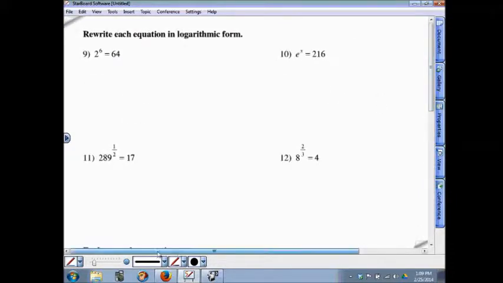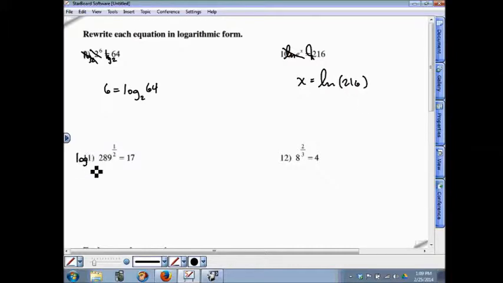They're already in exponential form. So you have to rewrite using logarithmic form. To cancel that base of the 2, you have to use a log base 2 on both sides. That's gone, so you have 6 is equal to the log base 2 of 64. Here you use a natural log. So you have x is equal to the natural log of 216. Here you use a log base 289.